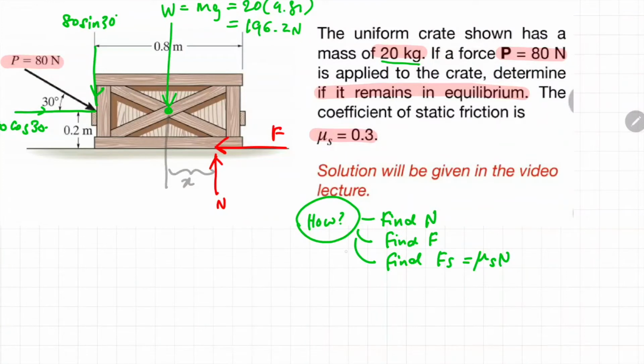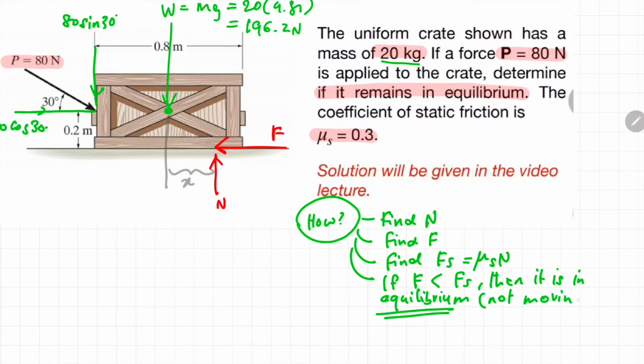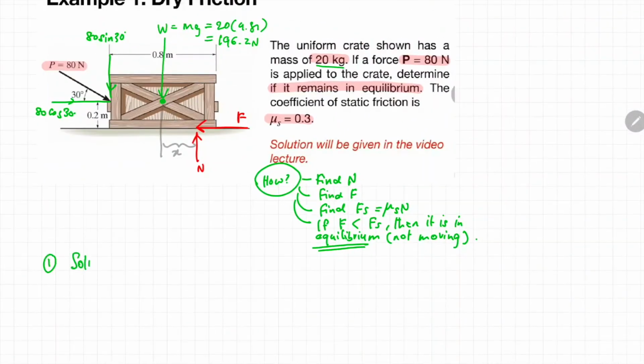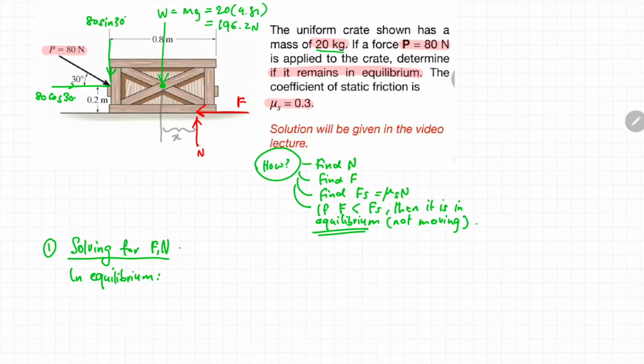So when you get this value, you can conclude that if the friction force that you calculated is less than the Fs, the maximum static friction limit, then the crate will be in an equilibrium state. Based on this strategy, our first step is solving for the magnitude of F and also the magnitude of N. In this case, we apply the equilibrium condition along the X, Y, and also the moment direction. Applying equilibrium in the X direction, there are two forces, which are 80 cos 30 and the friction force.